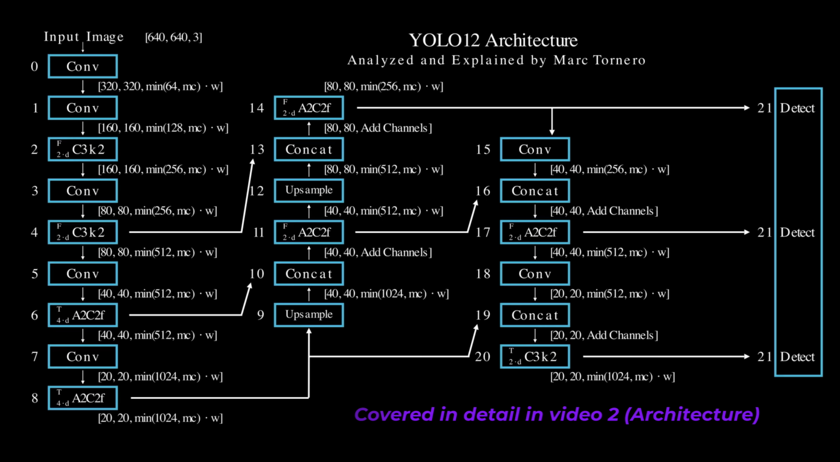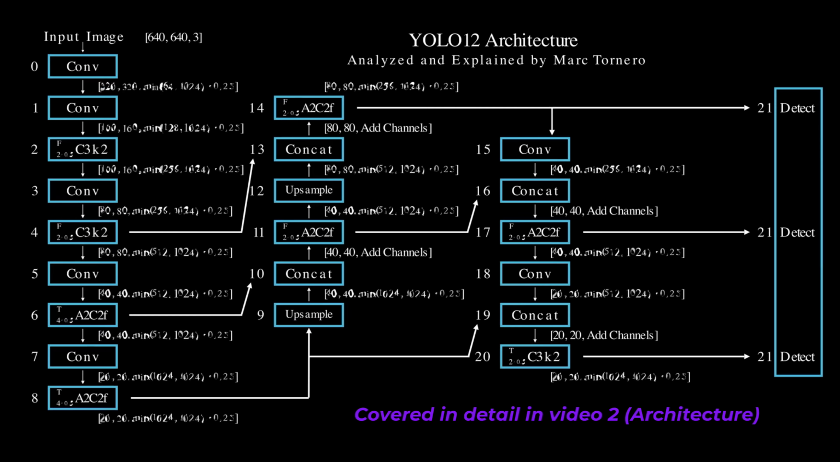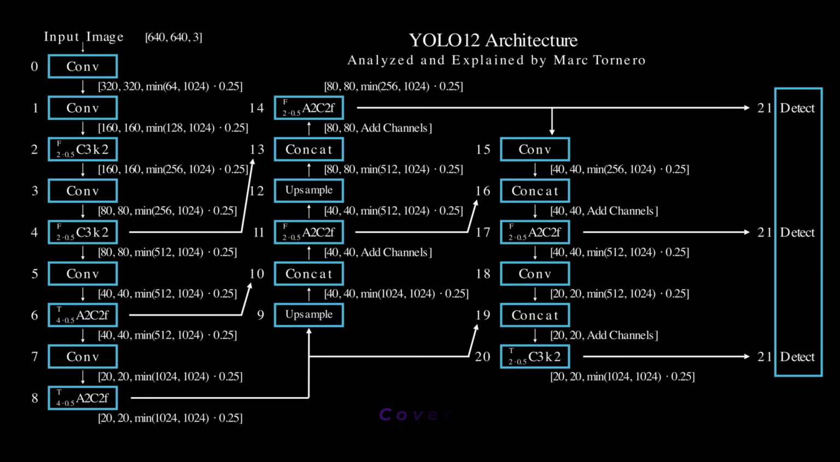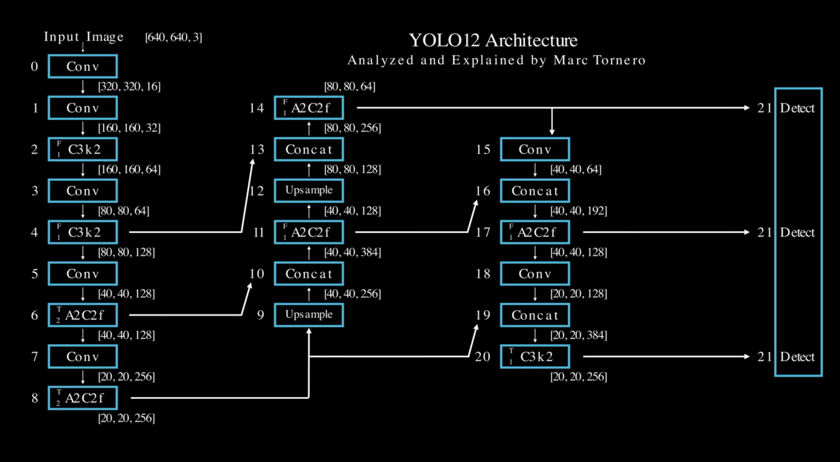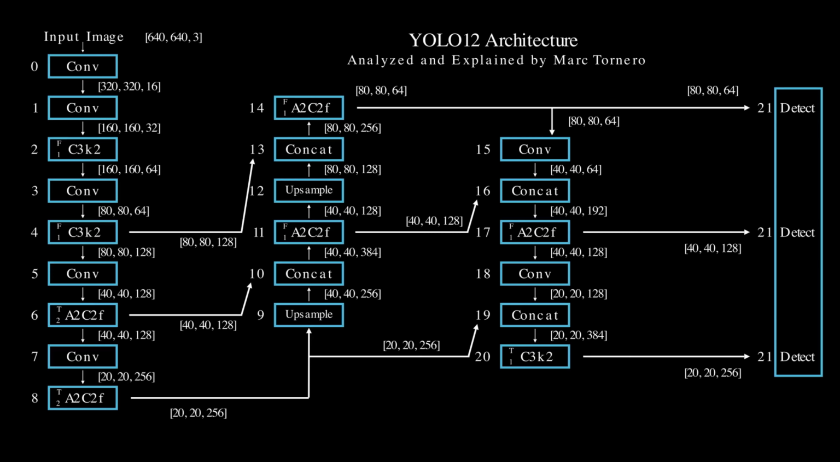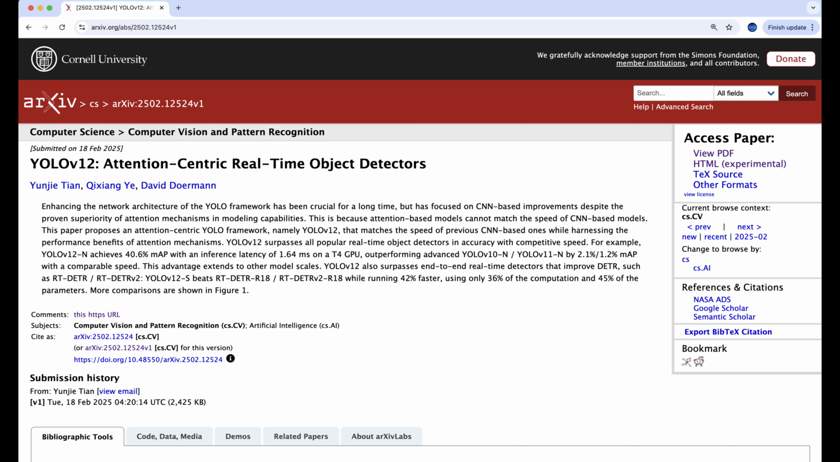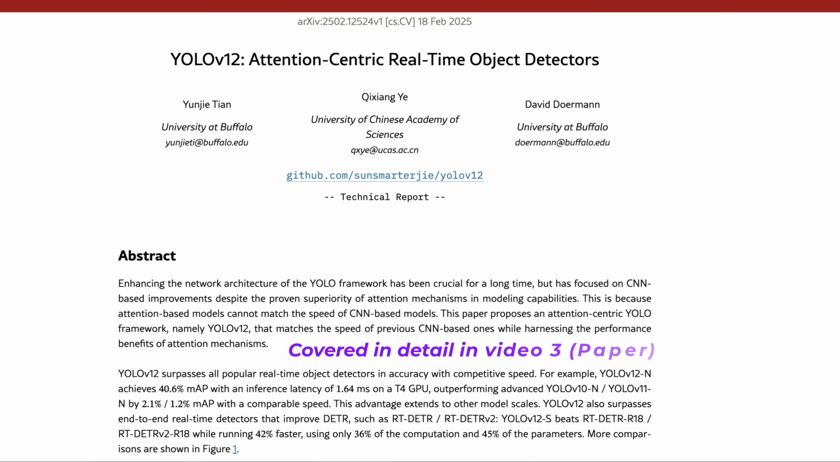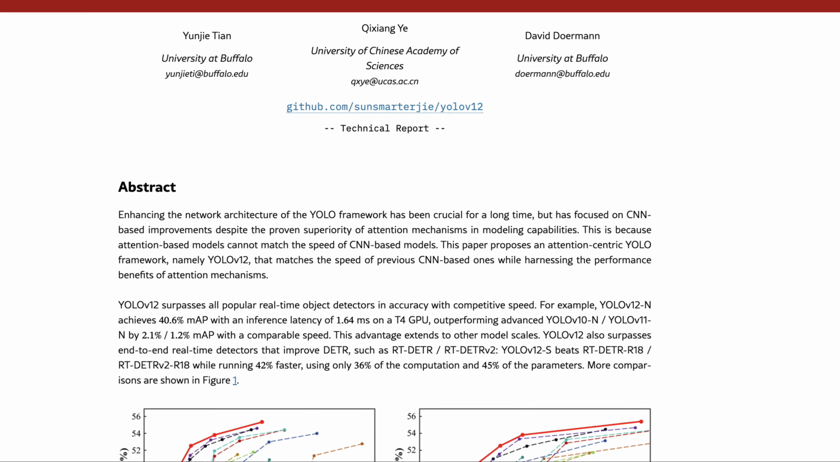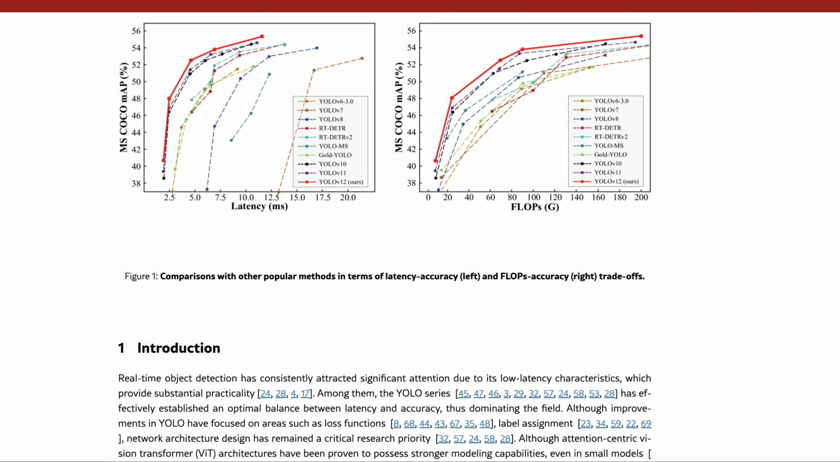We'll start by walking through the YOLO12 architecture, then compare it to YOLO11. I truly believe YOLO12's innovations make more sense when you see how they evolve from YOLO11. I've explained YOLO11 in detail in my previous 20 video series, so feel free to check that out later. After that, I'll give you a quick overview of the official paper. YOLO12's new blocks were developed by Yunji Tian and David Dorman from the University at Buffalo, SUNY, and Qixiang Ye from the University of Chinese Academy of Sciences. Kudos to them for their excellent contributions.